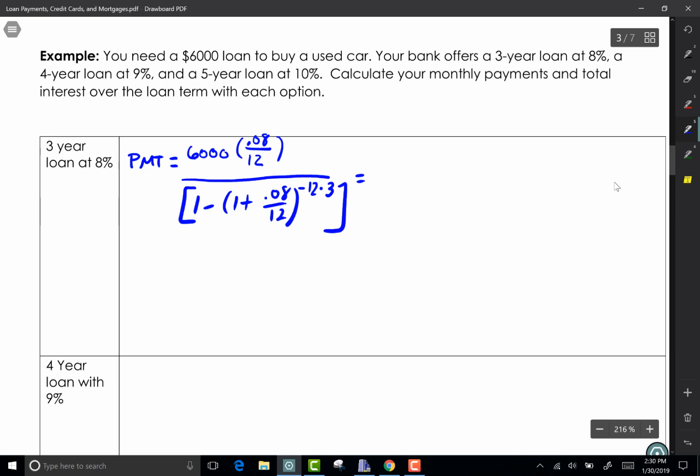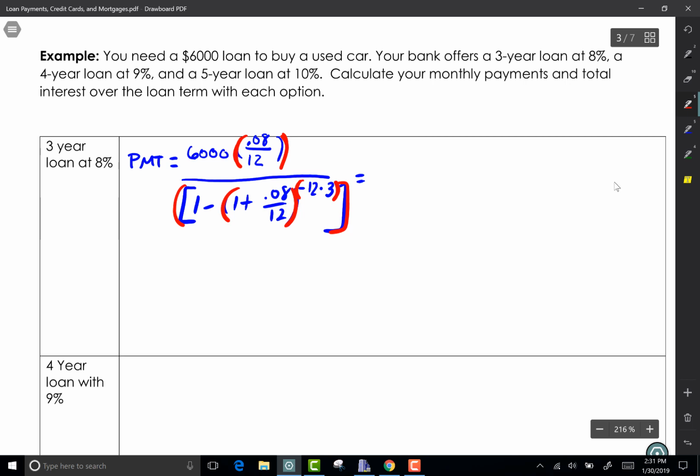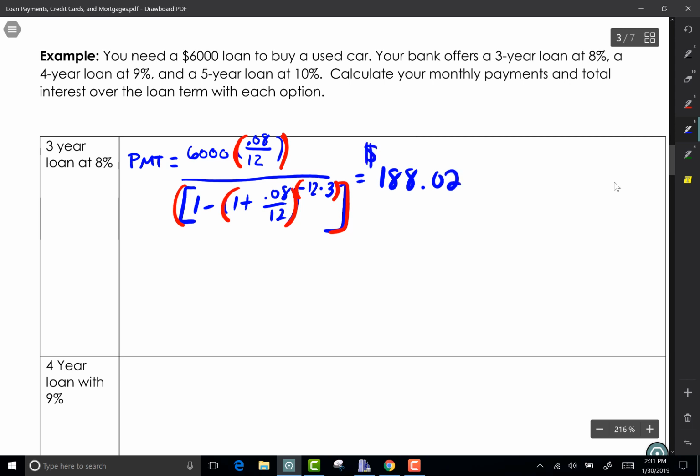And we need to put that in on the calculator. So remember, when you put this in on the calculator, I'm going to highlight the parentheses. This is where your parentheses should go. Let me erase that one there. And then also, if you have the older calculator, make sure you put your parentheses around the negative 12 and the 3. Okay, when you put that in the calculator, you should get a monthly payment of $188 and 2 cents.